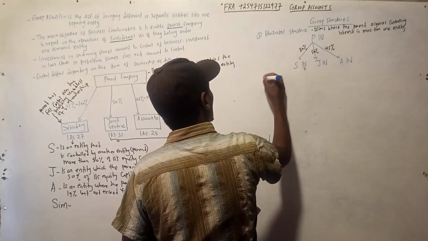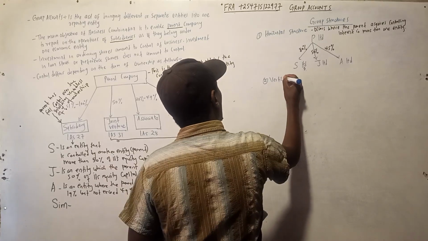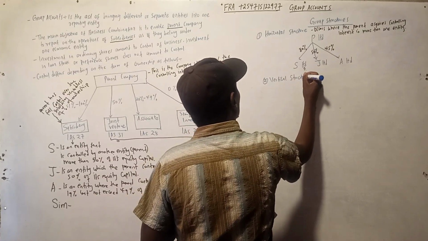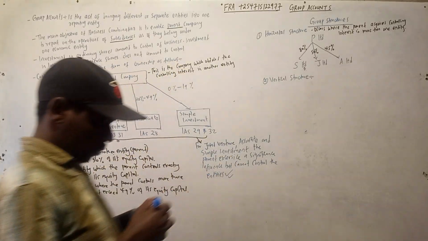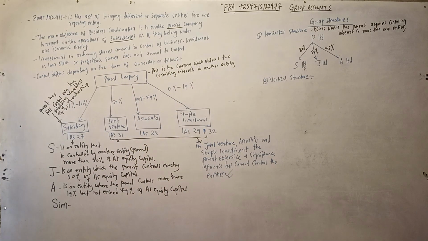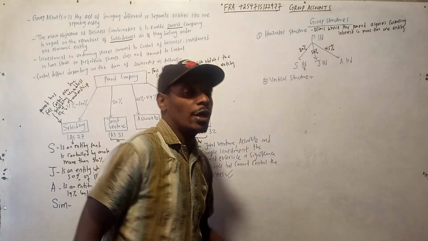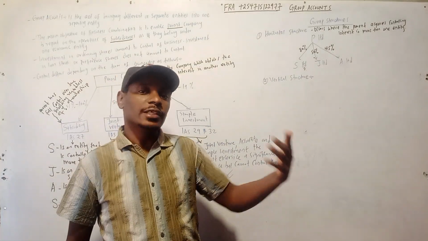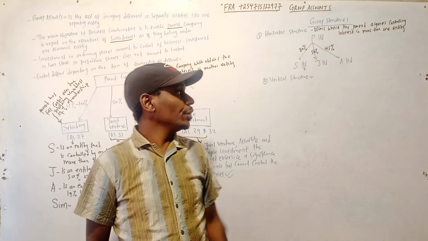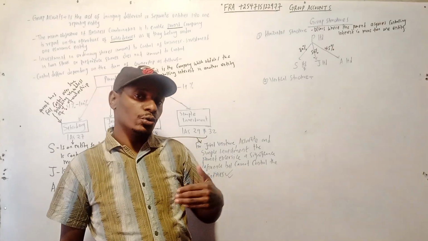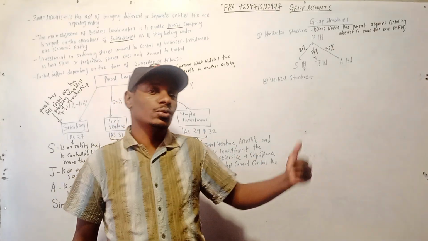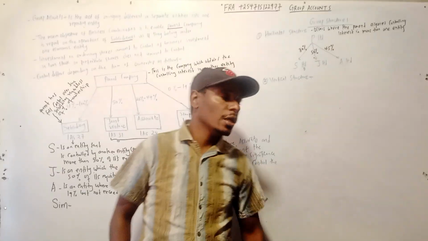Number two, vertical structure. Now, in this case, this occurs where the parent acquires a controlling interest in a subsidiary, and the subsidiary acquires another controlling interest in another subsidiary. So when we talk about vertical, this is where the parent company has acquired a subsidiary. Then the subsidiary has acquired another company. So meaning, the company which is controlling the subsidiary also is controlling the other subsidiary indirectly.